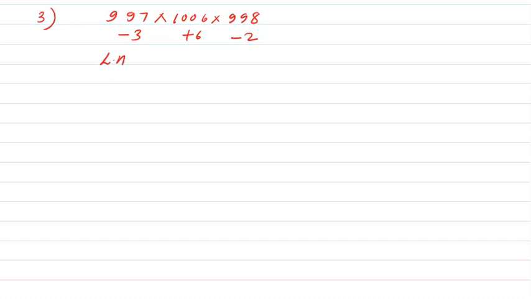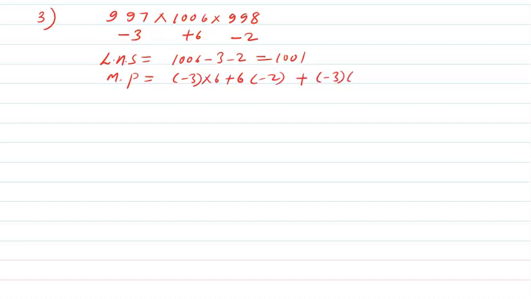So let us calculate the left hand side. You take any of the numbers. Suppose I take 1006, the middle number, and subtract 3 and 2. So the left hand side is 1001. What is the middle part? Middle part in this case is minus 3 into 6 plus 6 into minus 2 plus minus 3 into minus 2. So the product will be minus 18 minus 12 and plus 6.